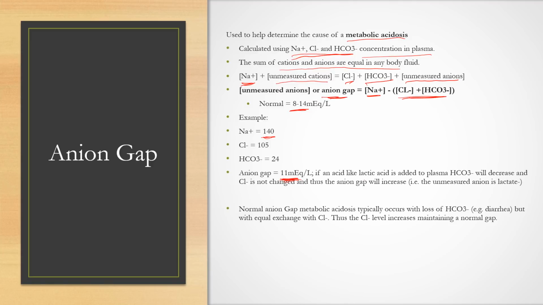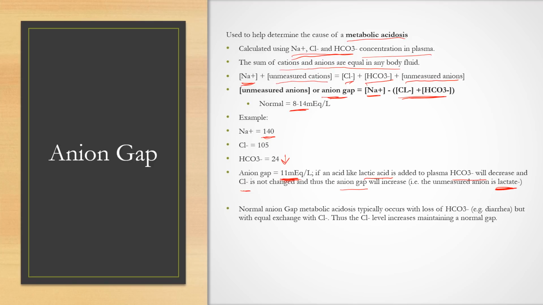However, if we get an acid like lactic acid, for example, and lactic acid is added to the plasma, bicarb will decrease, and chloride is not changed, then the anion gap will increase. So for example, if bicarb decreases and chloride doesn't change, when I add these two together, it's going to be an even larger gap. And so we call this an anion gap acidosis, and there's certain acids that can do that. The unmeasured anion in this case is the lactate.